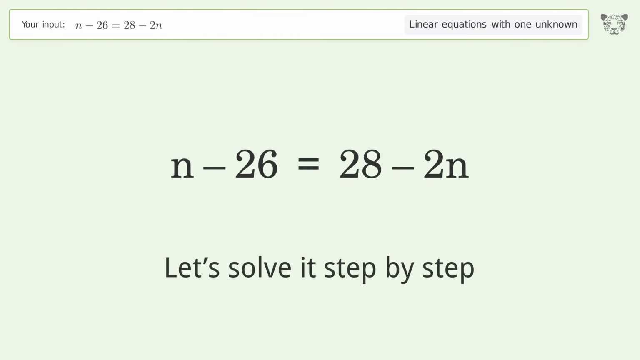Group all n terms on the left side of the equation. Add 2 to both sides. Group like terms. Simplify the arithmetic. Group like terms. Simplify the arithmetic.